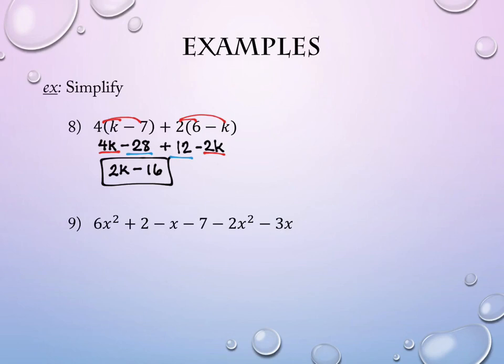All right, last problem. This one doesn't have any distributing, but it does have an awful lot going on. I need to look and see what terms are like terms that I could combine. So somebody give me a suggestion of terms that I can combine here. Fabulous. The x squared terms. I have 6x squared and negative 2x squared. Those combine to give me what? 4x squared.